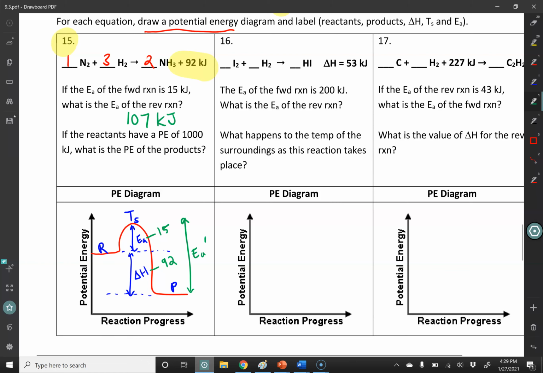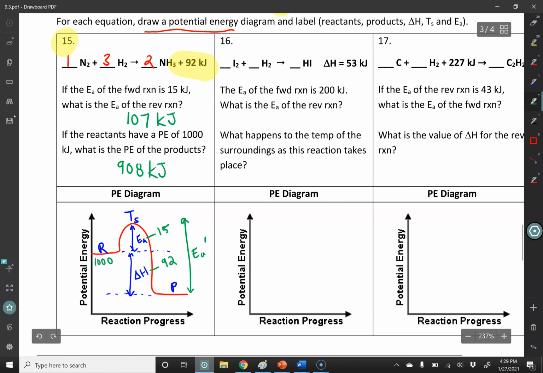All right, if the reactants have a potential energy of 1,000 kilojoules, what is the PE of the products? So I'm going to label 1,000 kilojoules at my reactants. I know my products have to have less energy than that as they're lower in the potential energy diagram. Well, how much lower? We know that delta H, the difference between products and reactants, is 92. So how do you think you'd figure this out? Yeah, we just take 1,000 minus 92, and we'll come up with 908 kilojoules.